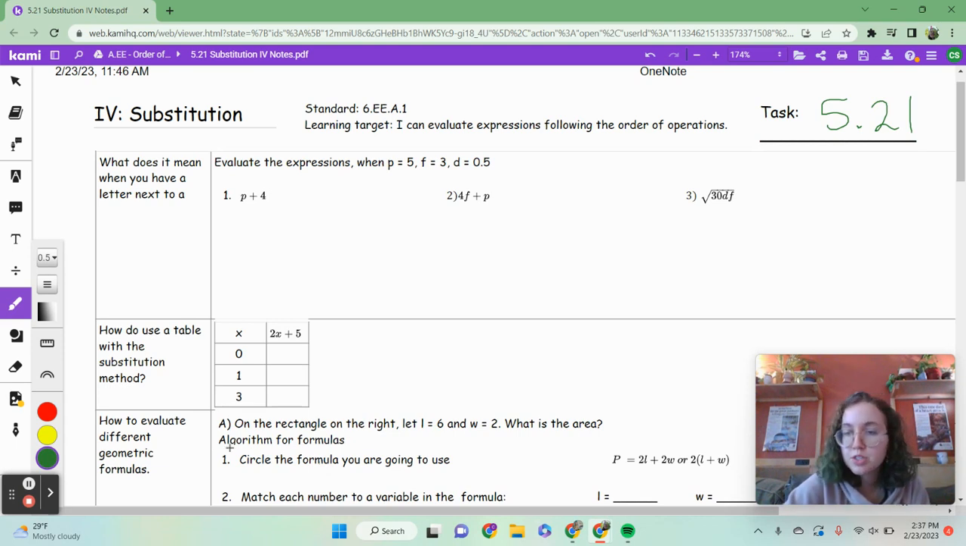So, when we are substituting into expressions or equations, we are given situations like: evaluate the expression when p equals 5, f equals 3, and d equals 0.5. So, let's jump into the first one.